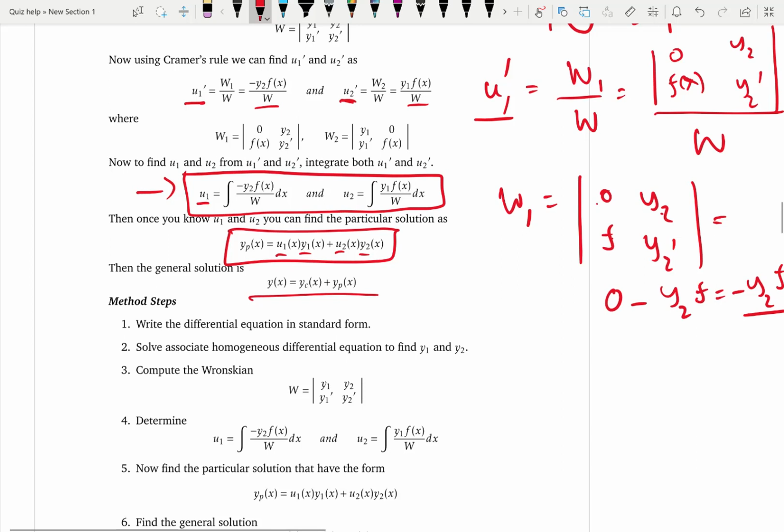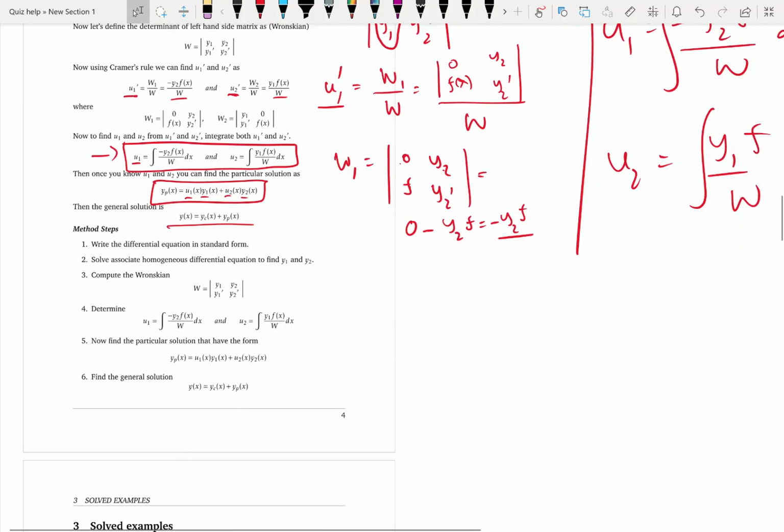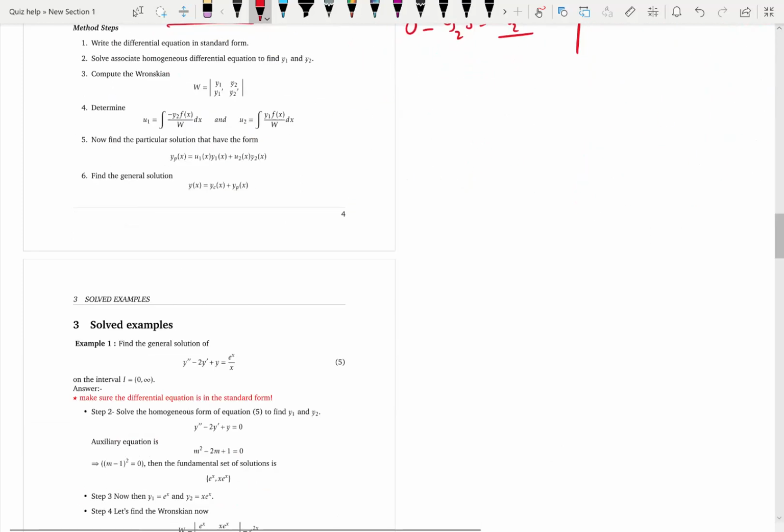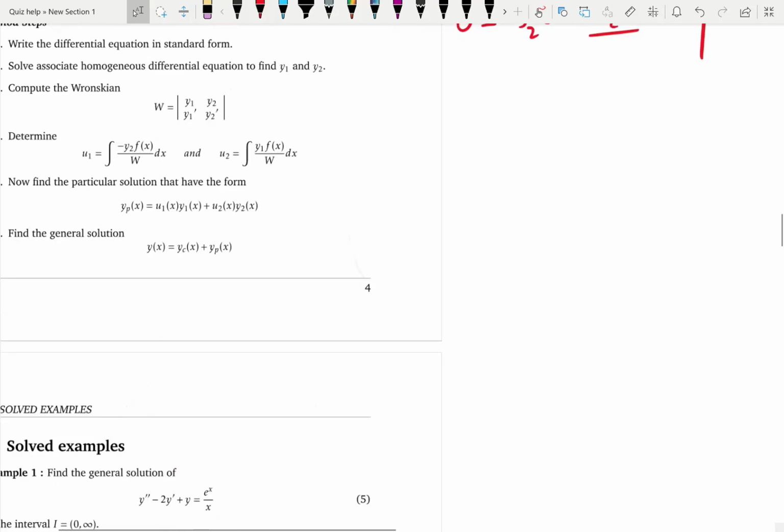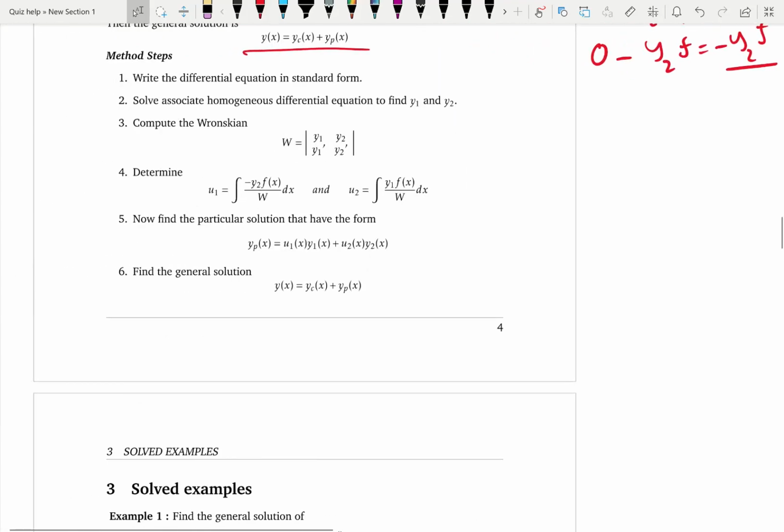Okay, I know sometimes this may sound very complicated and you might think that you are lost, but let's summarize and understand the steps, and when I do an example it will make sense. Okay, so what are the steps? Let's clear our head. First step is to write the differential equation in standard form. Then solve the associated homogeneous differential equation for y1 and y2. You might use the auxiliary equation method, or sometimes y1 and y2 will be given in the question. So read carefully, then you can reduce the workload.